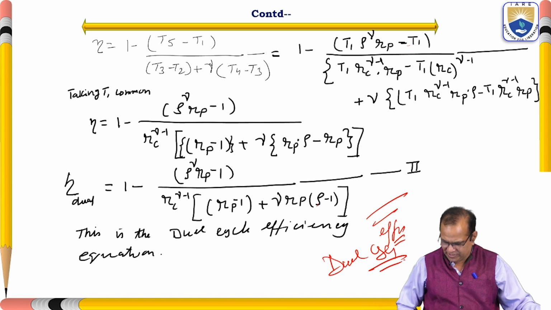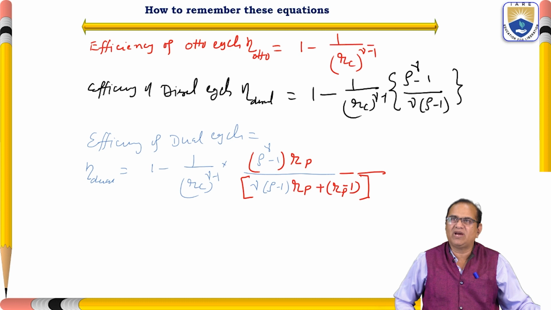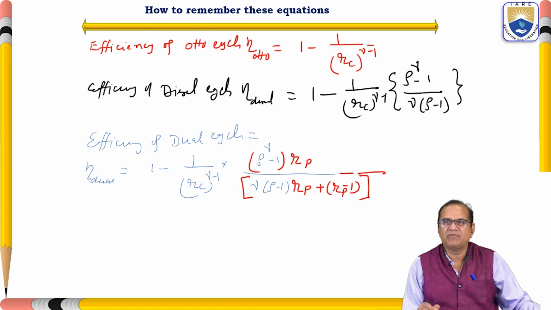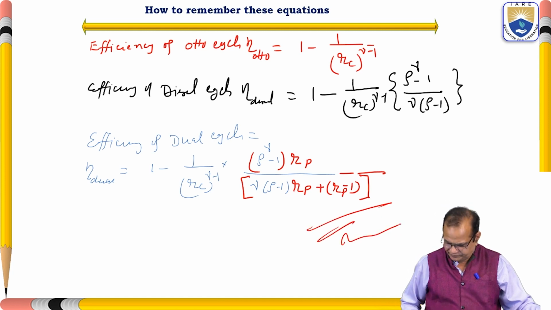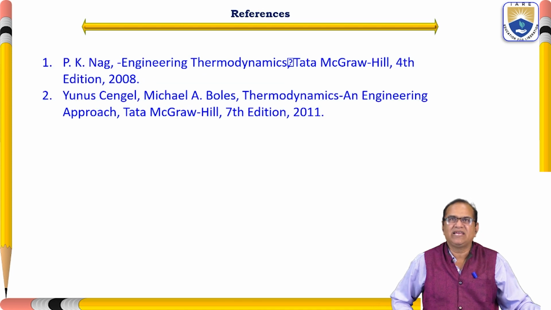Hope you have understood very well. So the efficiency of the Otto cycle is 1 minus 1 by RC to the power gamma minus 1. The Diesel cycle is 1 minus 1 by RC to the power gamma minus 1 into (rho to the power gamma minus 1) divided by gamma (rho minus 1). And here, we only have to add one more term, multiplying by RP and minus 1. Next is the Brayton cycle, introduction and mathematical analysis.